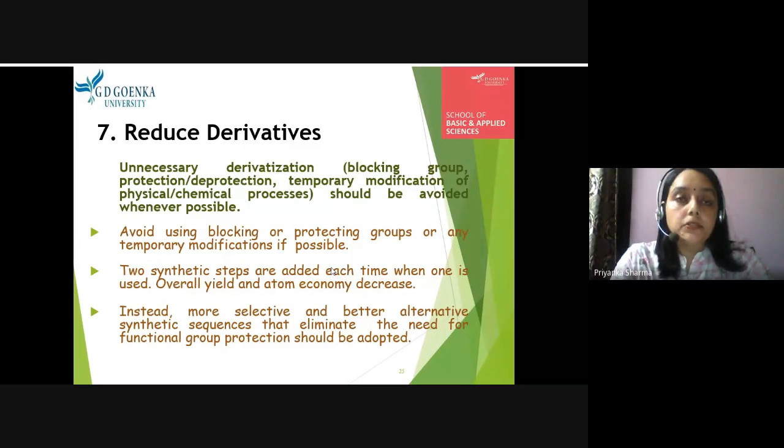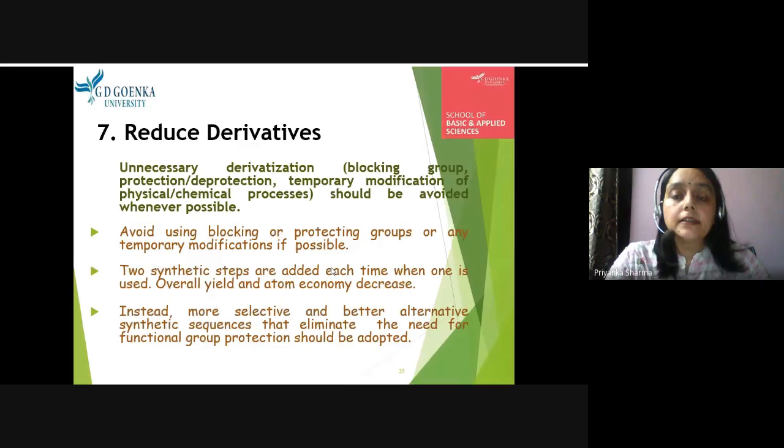Another principle of green chemistry says that we have to reduce derivatives. What does it mean? Whenever we are doing any chemical transformation and using a starting material, that starting material may have more than one functionality or more than one active center. So in chemical synthesis, in the synthetic laboratory, what we do is block one end of that molecule so that another functionality can react. If we choose this mode of transformation, then we can say there is a loss of chemical during the process.